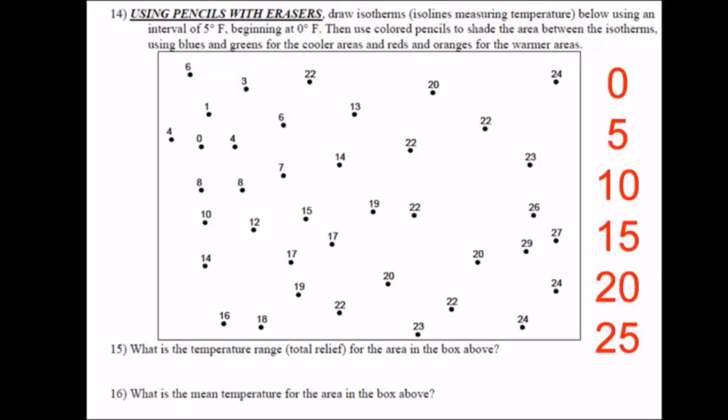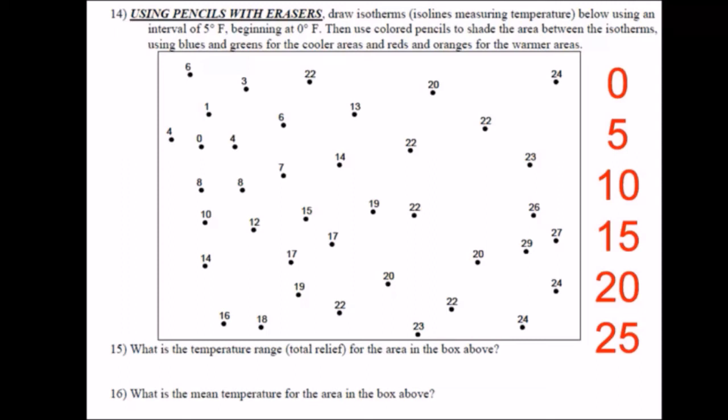Now I'm going to walk you through how to draw isotherms using our example. So here we are at the top. Let's go ahead and read the instructions. First off, use pencils with erasers. I highly suggest using pencils to do this because you will make mistakes. Draw isotherms below using an interval of 5 degrees beginning at 0 degrees Fahrenheit. Then use colored pencils to shade the area between the isotherms, and that's all stuff you can do later on.